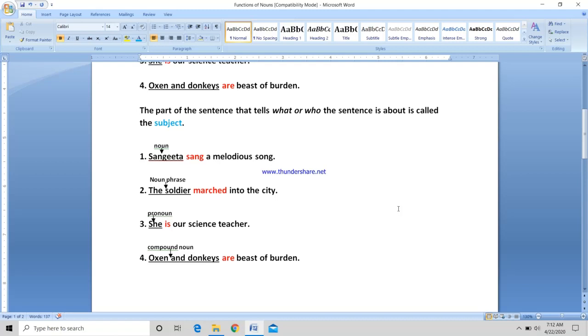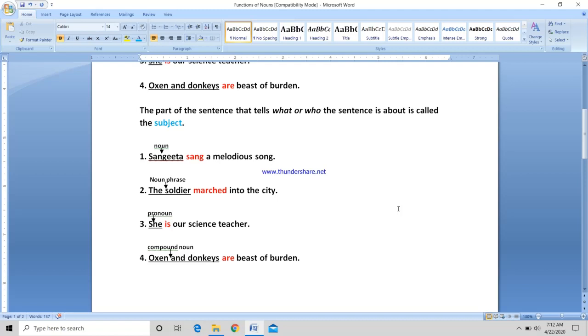Next sentence. The soldier marched into the city. You see, the and soldier, both put together makes a noun phrase. What is a noun phrase? A group of words that functions as a noun. So here you can see the and soldier. It's a group of words. So that makes a noun phrase. Go to sentence number 3. She is our science teacher. Here she is a pronoun. We are not using the name of the teacher, but we are using a pronoun.